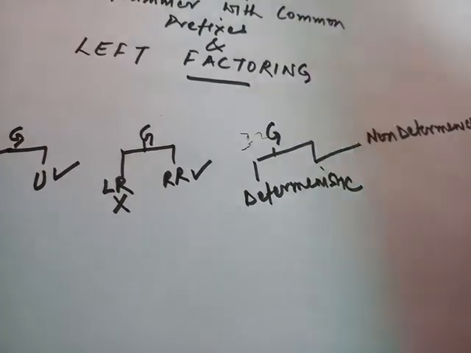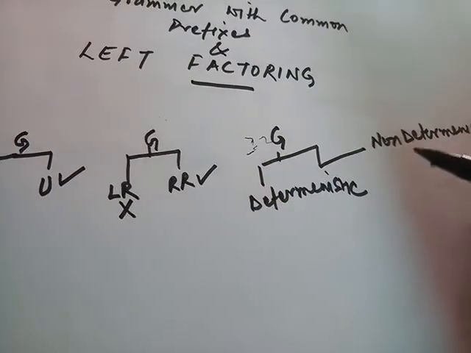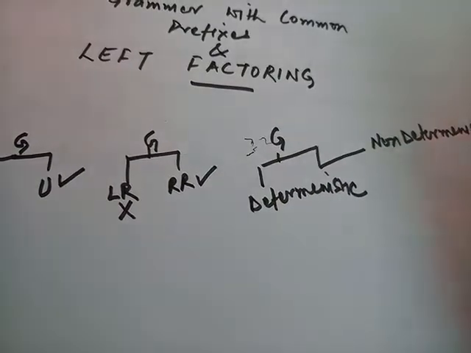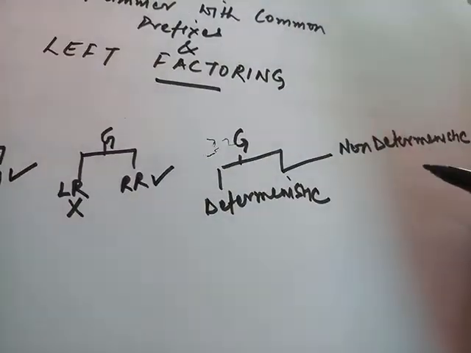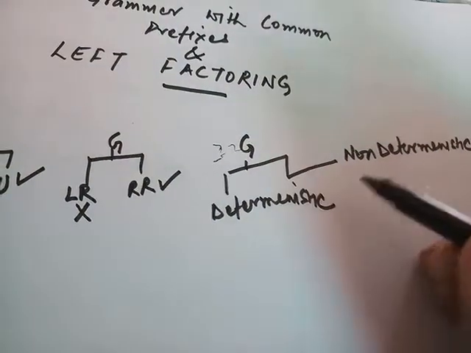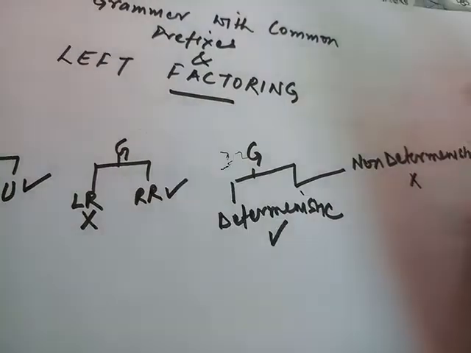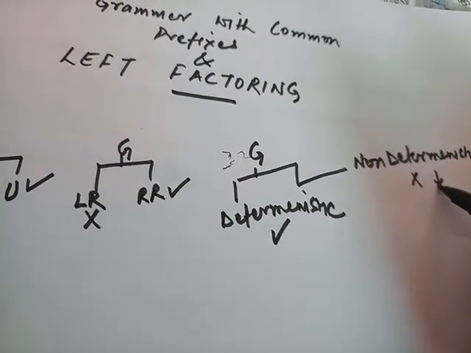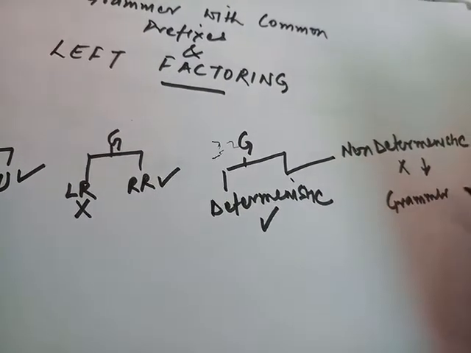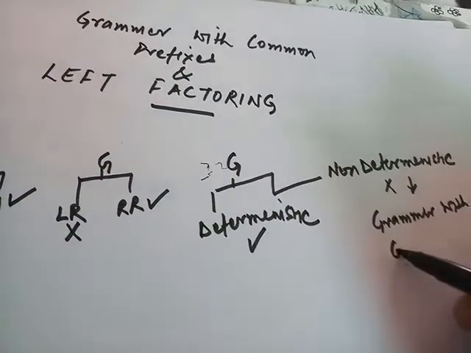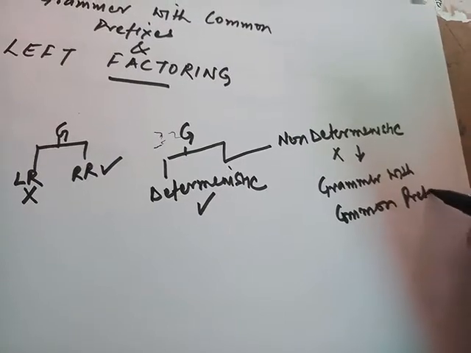So there are two types of grammar. One is called deterministic and the other is called non-deterministic. In compiler designing, while we are using a top-down parser, your grammar should be deterministic. It should not be non-deterministic. And this non-deterministic grammar is called the grammar with common prefixes.